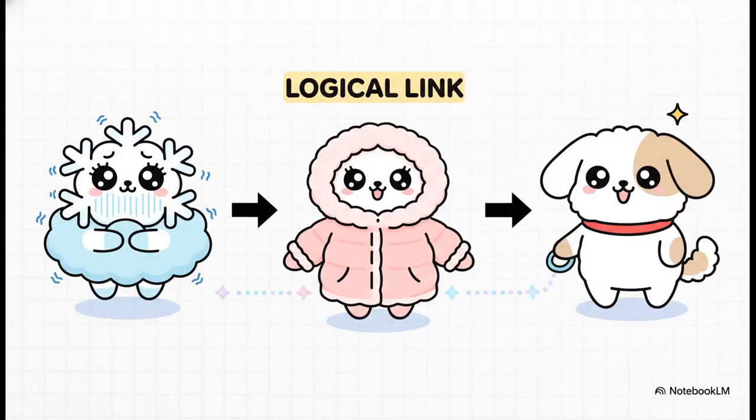Now, what about our second internal standard, coherence? Well, if cohesion is the surface-level glue, coherence is the invisible, underlying logical link beneath that surface. It makes sure ideas flow smoothly and actually make conceptual sense together.